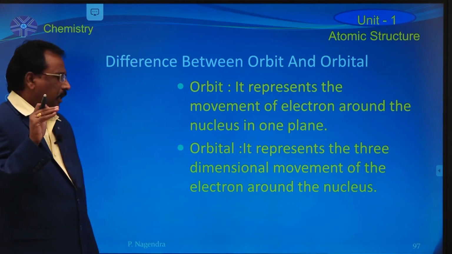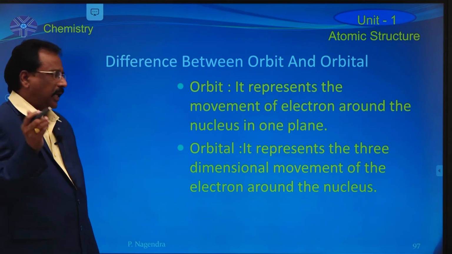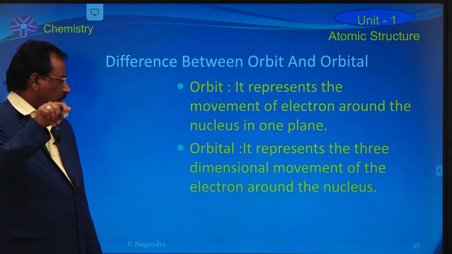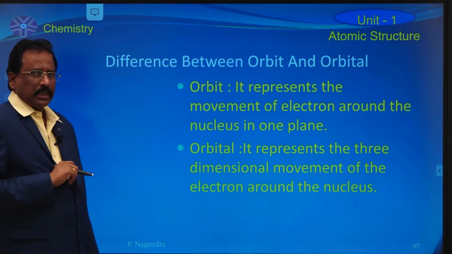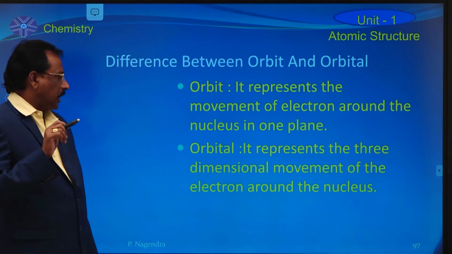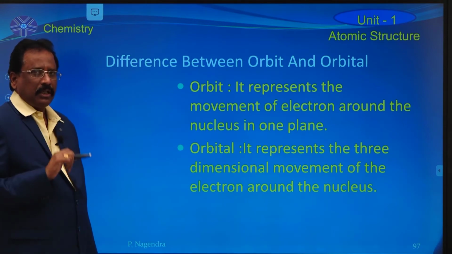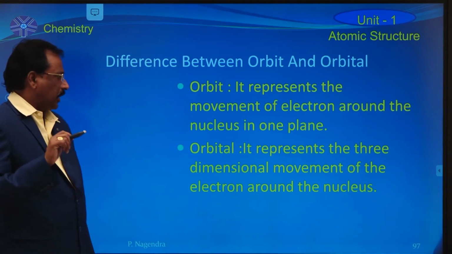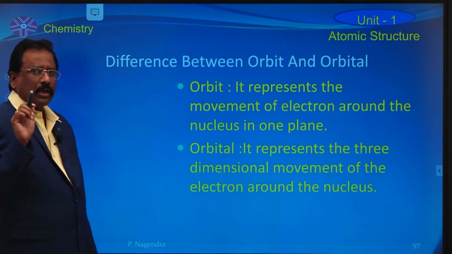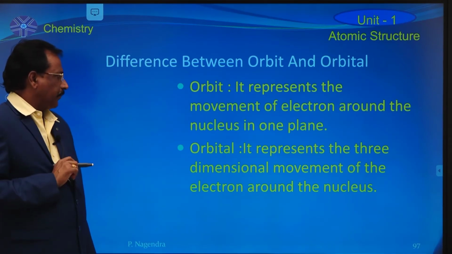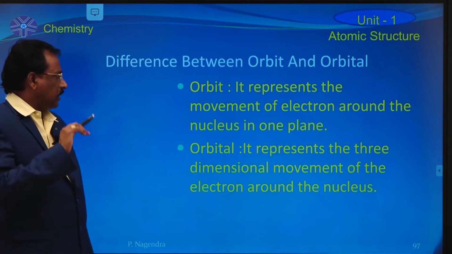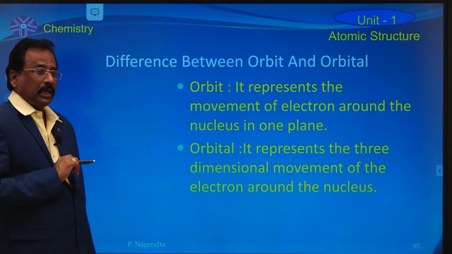But according to the quantum mechanical model of the atom, an orbital represents the three-dimensional movement of the electron around the nucleus. That means an orbital is represented three-dimensionally: px orbital, py orbital, pz orbital. Among the four orbitals, the s orbital is non-directional in nature because l is equal to 0, m is equal to 0. p, d and f orbitals are directional in nature. So that is the main difference between orbit and orbital.